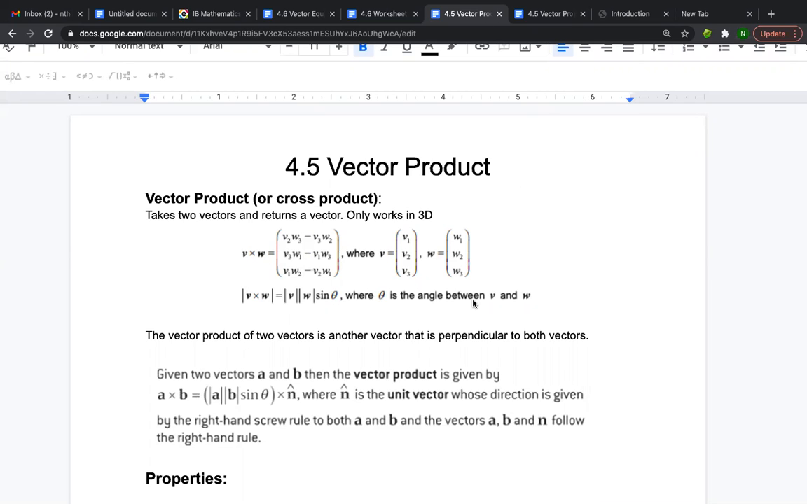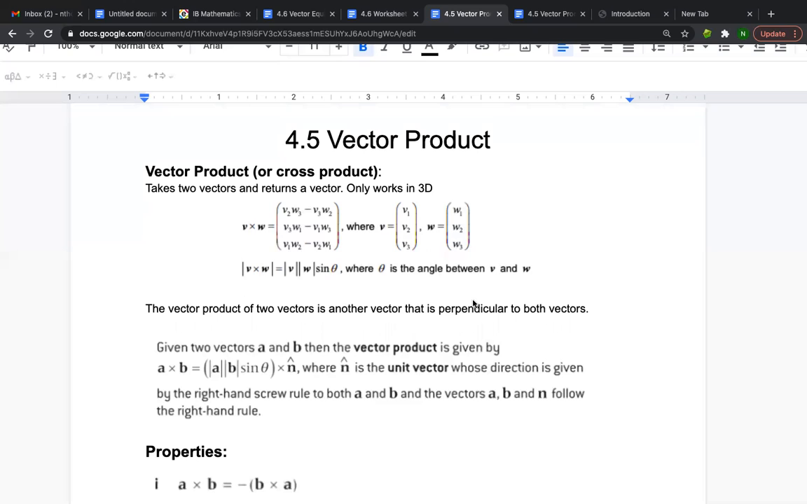So this first one, last or 2 classes ago, whatever it was, you learned about the scalar product or the dot product. That took 2 vectors and returned a whole number. Instead, this one takes 2 vectors and returns a vector. It only works in 3 dimensions. These are the way the formulas look on your formula sheet. The first formula is for the cross product, and the second one is for the magnitude.